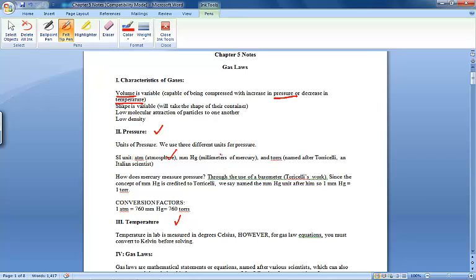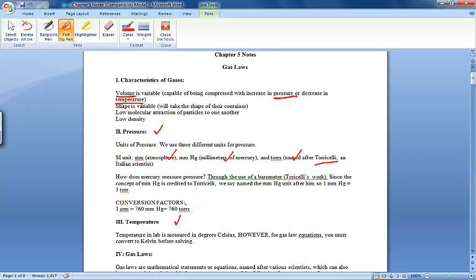Other units include millimeters of mercury, which is very common because that is how a barometer is used to measure pressure, very similar to how a thermometer would work. And also torrs, which are equivalent to millimeters of mercury. They essentially are the same thing, torr just being an abbreviation for Torricelli, an Italian scientist to whom credit is given for his work in pressure units. So millimeters of mercury and torrs are the same.